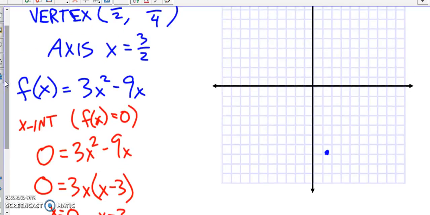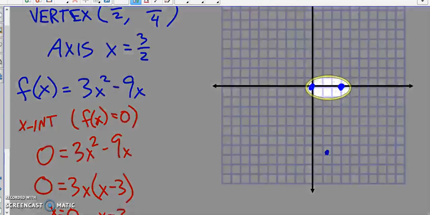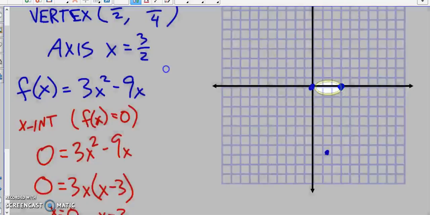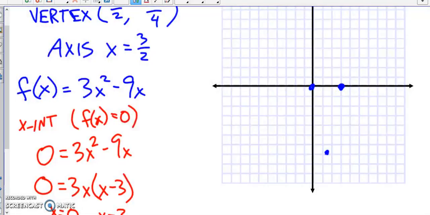So notice that I can plot those on the x-axis. So there's 0 and there's 3. And if you look back at the axis of symmetry, if I redraw it, you'll notice that that's symmetric about the axis of symmetry. So these are centered about that axis of symmetry. I guess it disappeared. But anyway, what I can do is make this into a parabola like so.